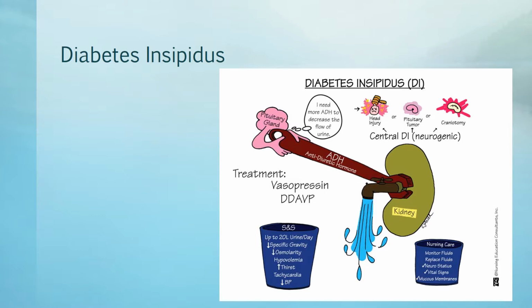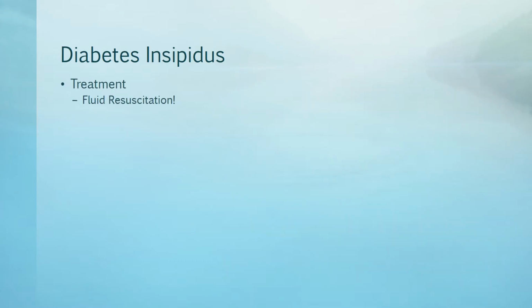So very important, monitor fluids, replace fluids, check your neural status, check your vital signs, check those simple things that you've learned in fundamentals when you want to check for a patient with dehydration. Okay, now some of the treatment interventions that we're going to do is we're going to do some serious fluid resuscitation. These patients have lost so much volume that they need to have fluid replaced.